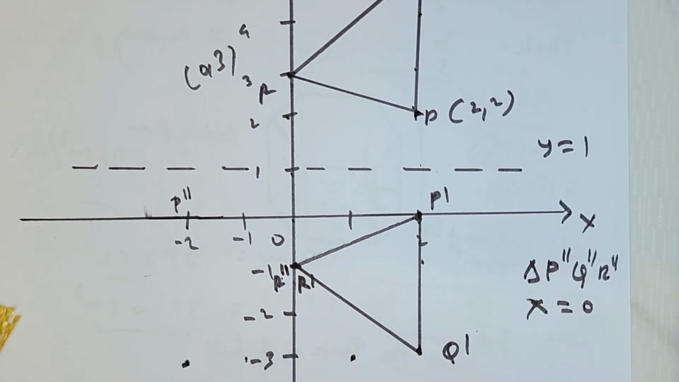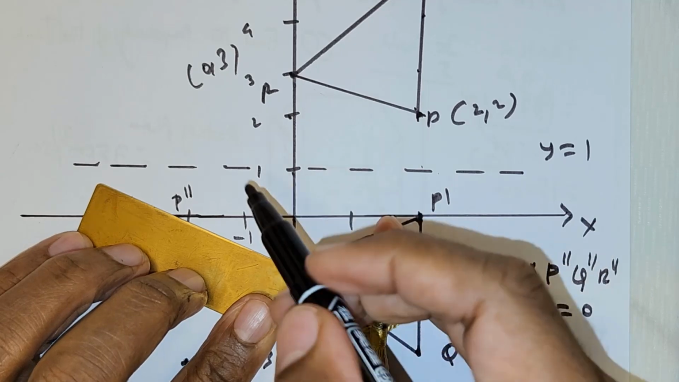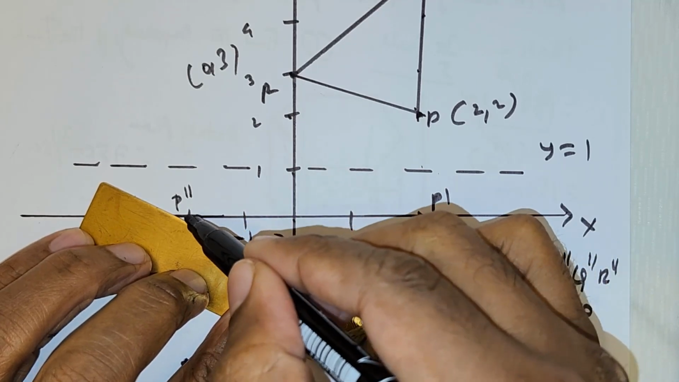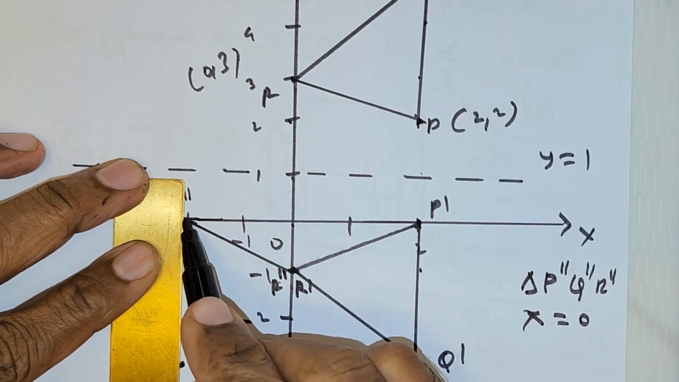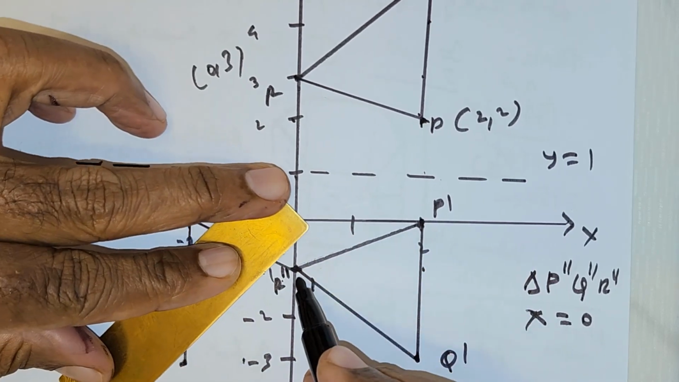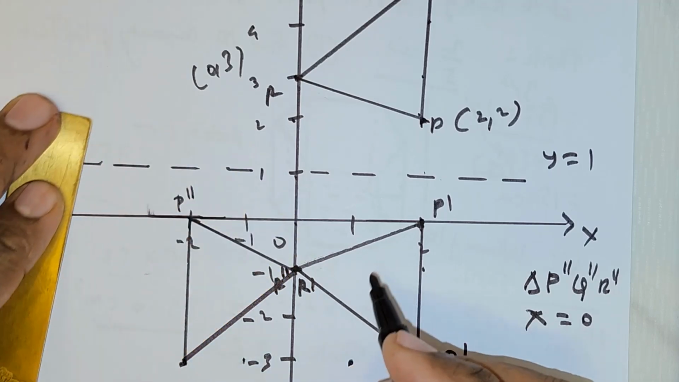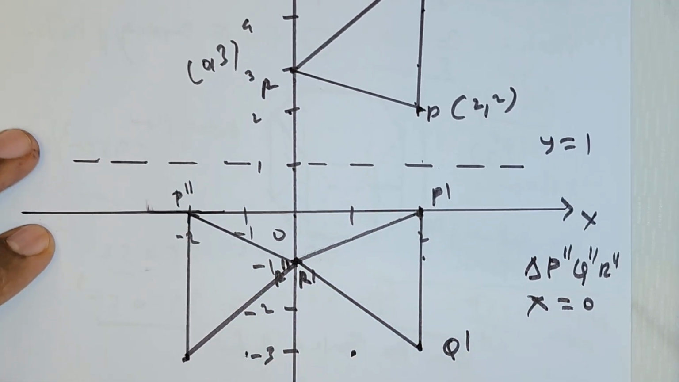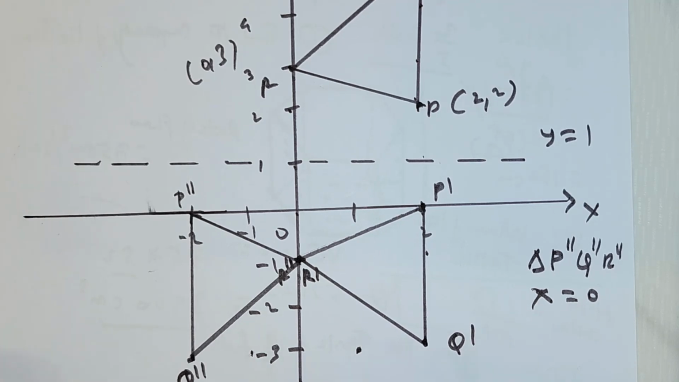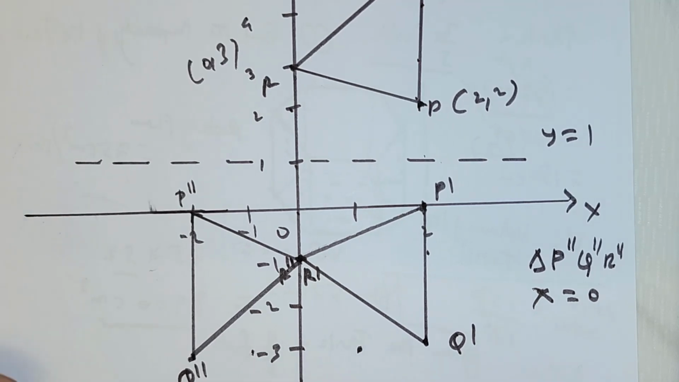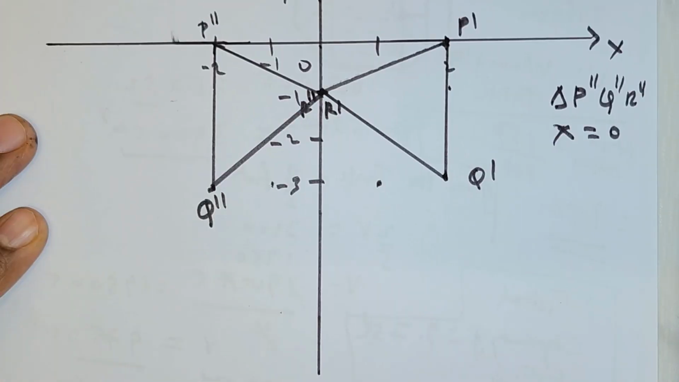So if I were to connect these, so I will have a neat triangle here. Probably you can use another shade. I'm just having a black pen. So this is our new figure. Okay, good. Let's move on to the next question.